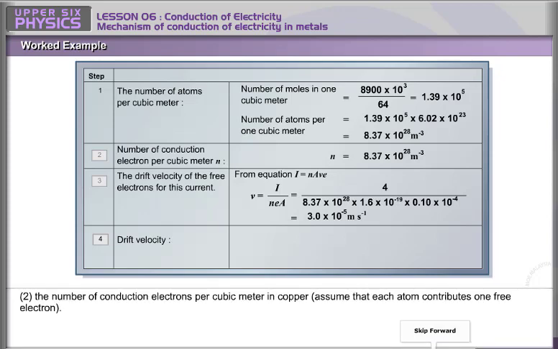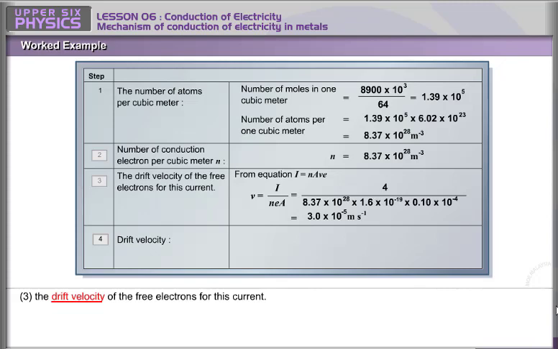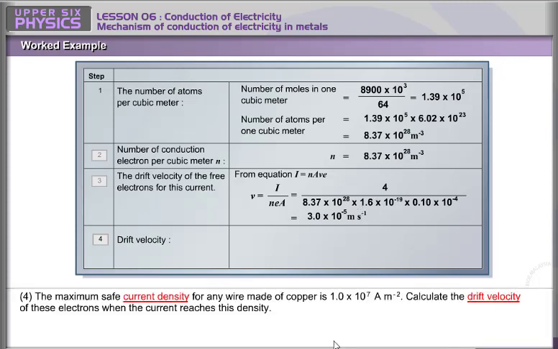The number of conduction electrons per cubic meter in copper. Assume that each atom contributes 1 free electron. The drift velocity of the free electrons for this current. The maximum safe current density for any wire made of copper is 1.0 times 10 to the power of 7 ampere per square meter. Calculate the drift velocity of these electrons when the current reaches this density.